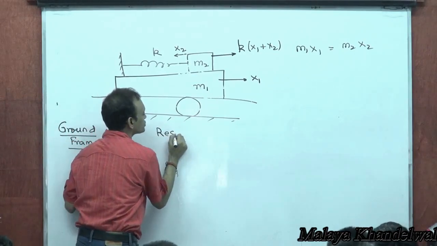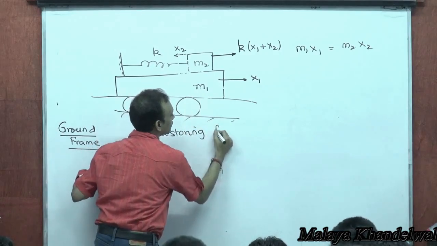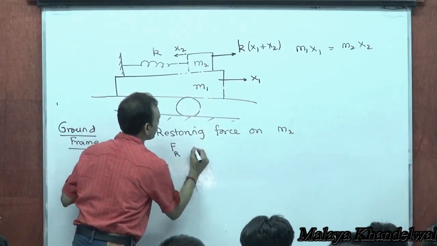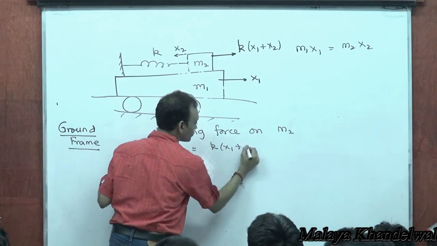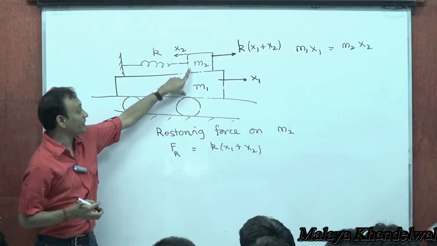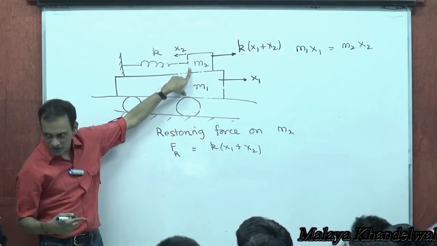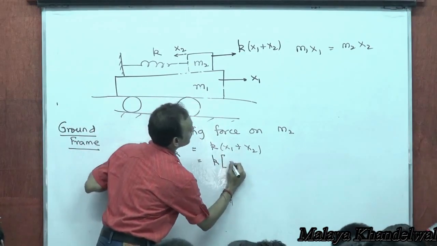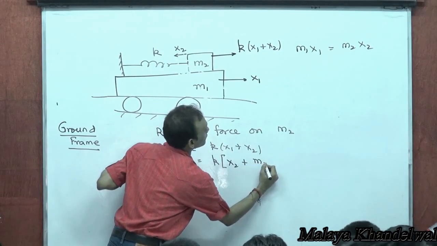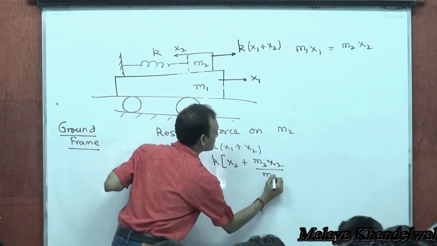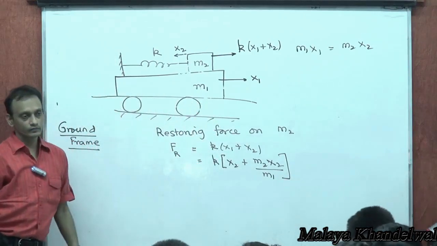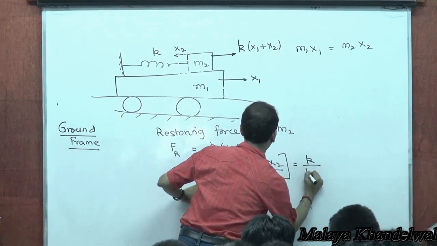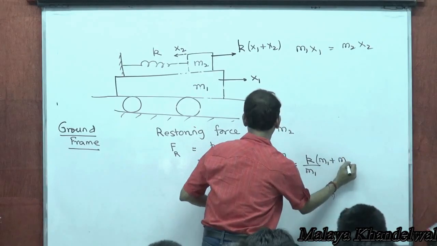So the restoring force on M2 is of magnitude k into (x1 plus x2), where x2 is the displacement of M2 with respect to its mean position. This was the equilibrium position of M2, right? This could be written as k into (x2 plus M2 x2 by M1), yes or no? Which is the same as k by M1 into (M1 plus M2) into x2.